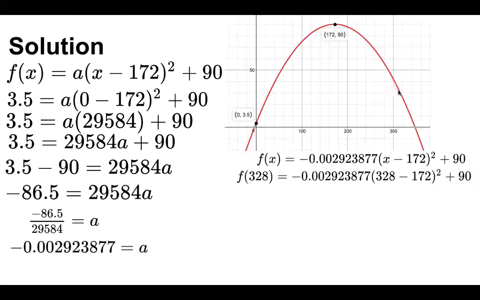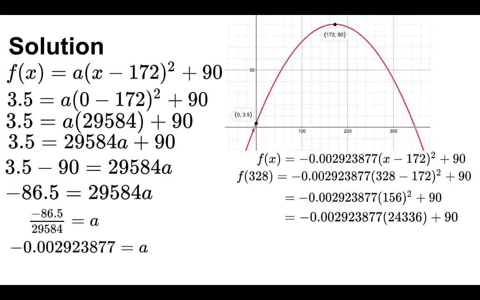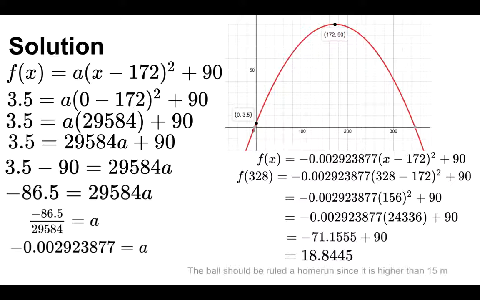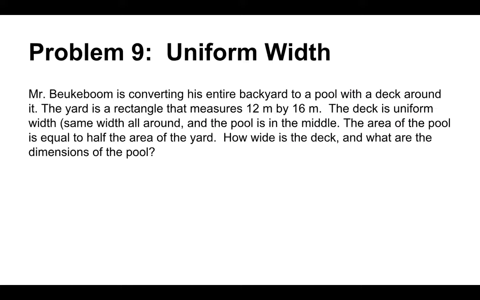But that doesn't necessarily mean that it's going to clear the wall. It could hit the middle of the wall. It all depends on where it is. But if we sub it in, after doing the math we get 18.84, which is actually over the wall. The wall is 15. Okay.